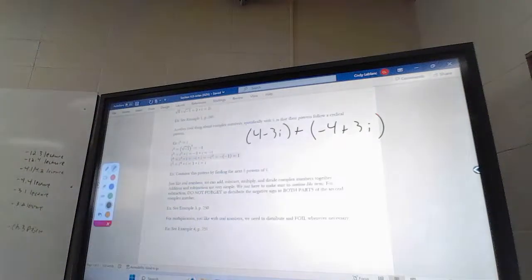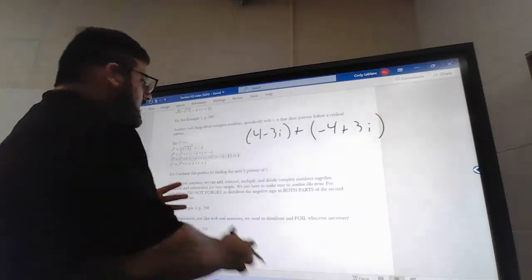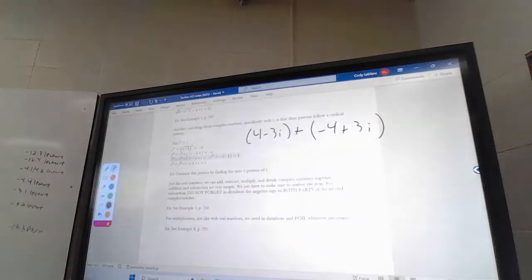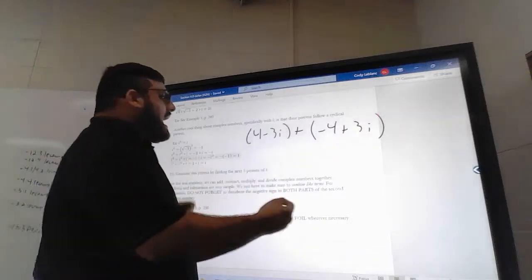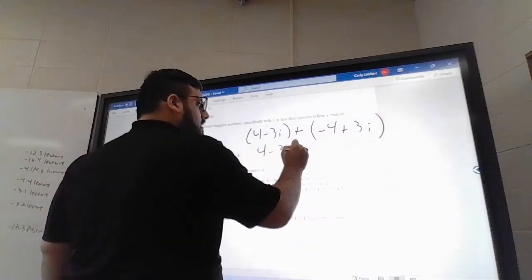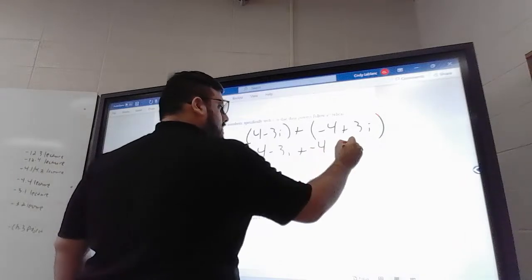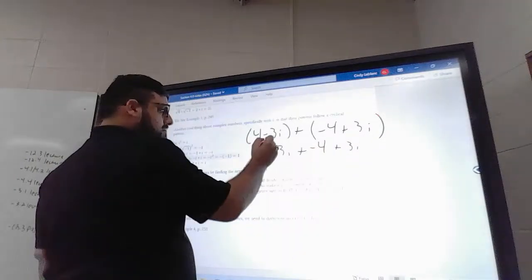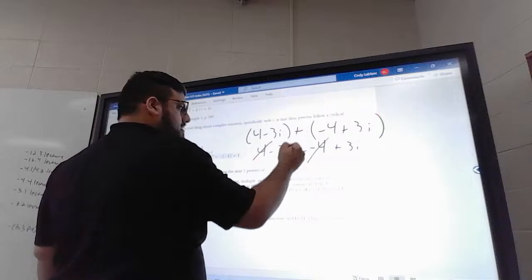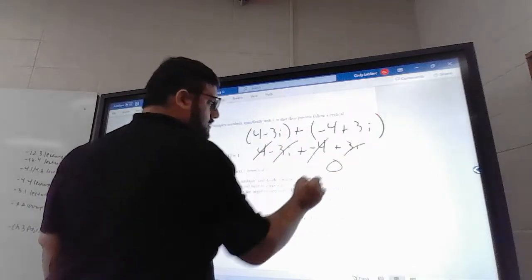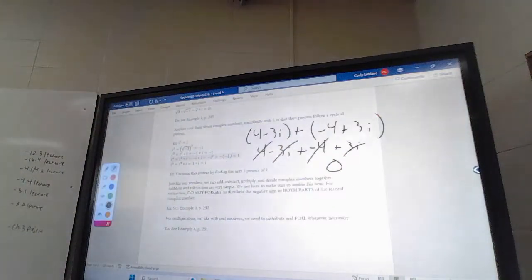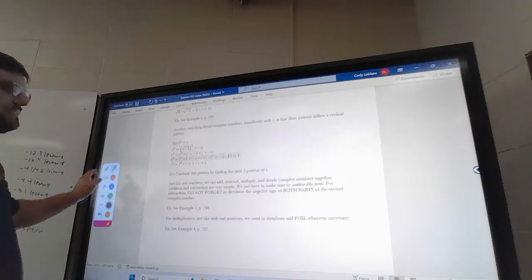Now, why am I putting them in parentheses? I'm putting them in parentheses to distinguish them from each other. With addition in particular, it's not really necessary, but it is there to distinguish one complex number from the other. When you're actually doing your adding, you don't really need them there. So 4 minus 4, that's 0. -3i plus 3i, that's also 0. Okay. Well, actually, let's do one that's not 0.